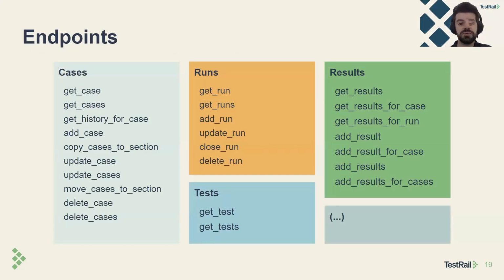As for endpoints, we have a ton of endpoints. Like I mentioned, you can manage virtually any entity in TestRail. So you have endpoints for cases, for runs, for results, for tests. You can either read or write. So for instance, the get endpoints are usually used to get information on, in this case, a test case. You can get one case, you can get multiple cases at once, you can get history. Then you can also add a case, you can copy cases from one place to the other, you can update, you can move. Like I said, almost anything you can do within the UI, you should be able to also do within the API.